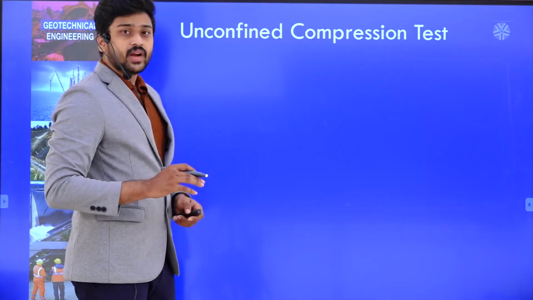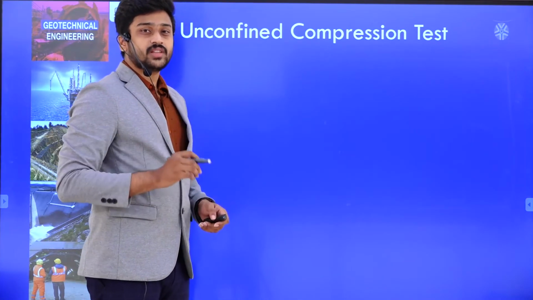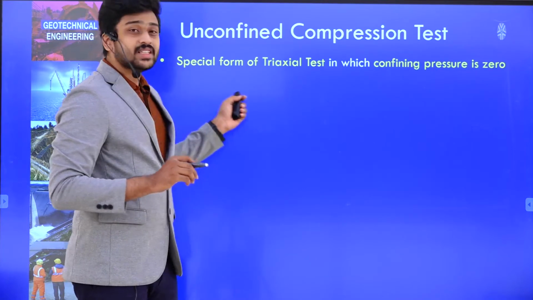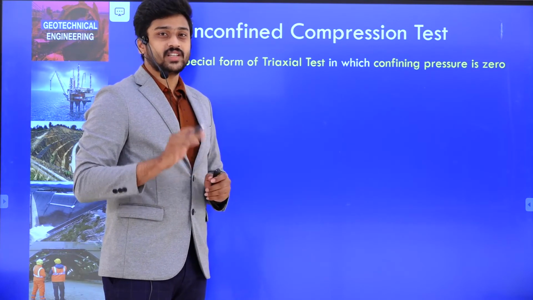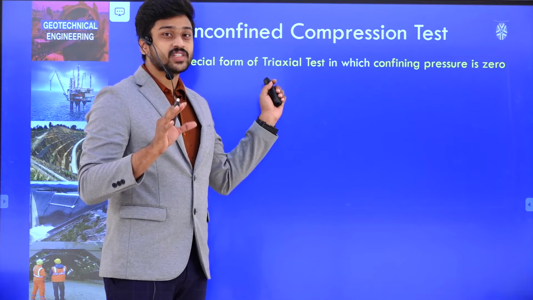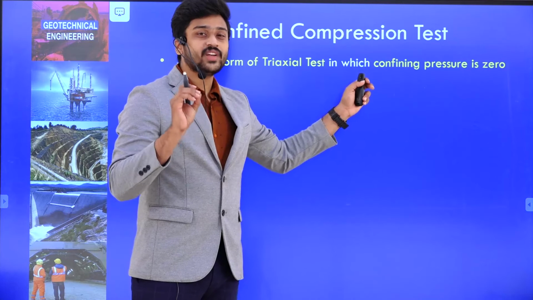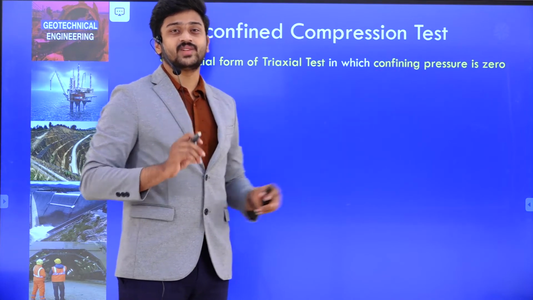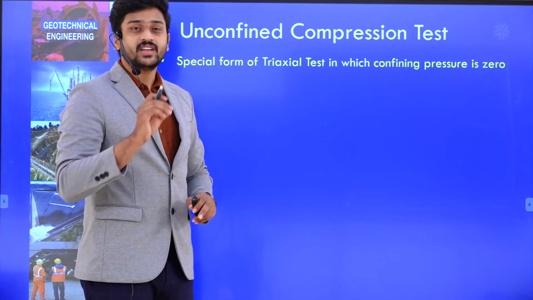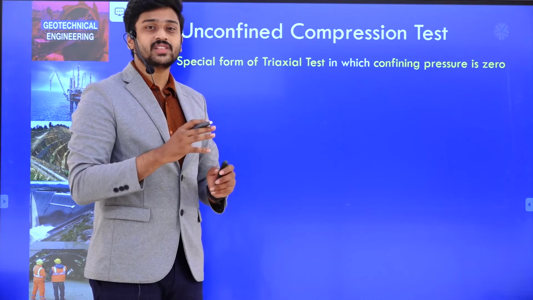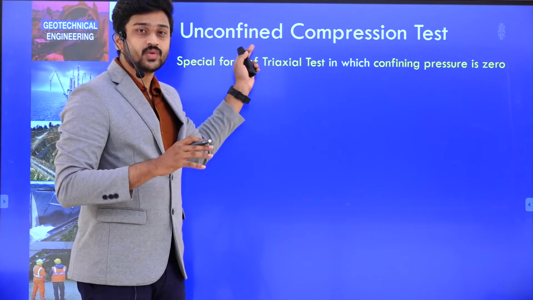So let us now look at the unconfined compression strength test. Okay, so this is a special form of the triaxial test. If you know the triaxial test, this is one special form of it. How can we say that it is a special form? The only difference is that here the confining pressure is 0.